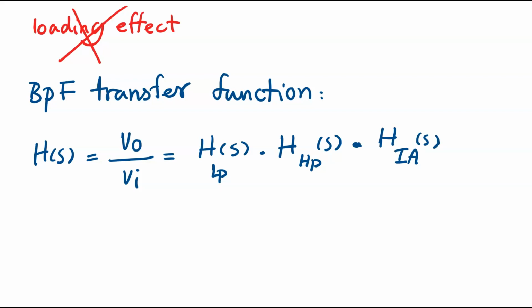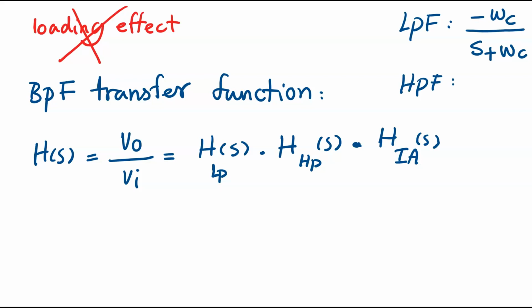Okay. What is the transfer function of my low pass filter? You know that the standard form for the low pass filter transfer function is something in this form, minus omega c divided by s plus omega c. Here I'm assuming that the gain is equal to 1. And if it's a high pass filter, again with the assumption that the gain is equal to 1, it's going to be minus s divided by s plus omega c.